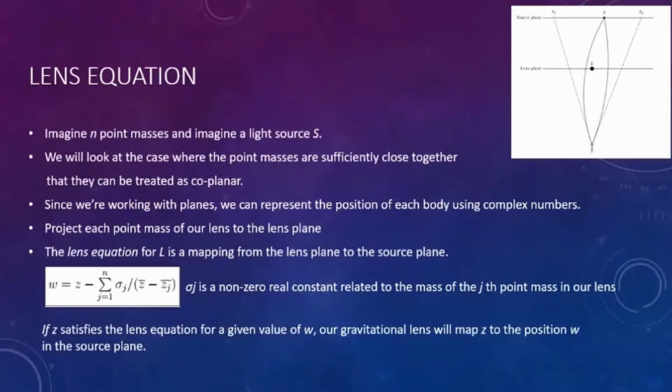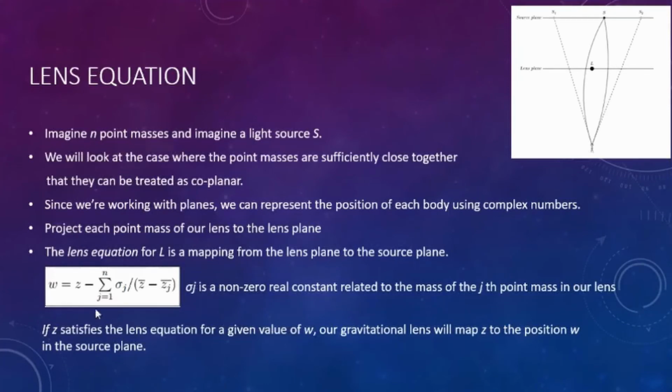The equation is w equals z minus the summation from j equals 1 to n of sigma_j divided by (z bar minus z_j bar). Here sigma_j is basically a weight related to the mass of the jth point. If there are n masses in between the observer and the source of light, and you take the jth point, the amount of light bending by matter with a higher mass is more than by matter with a lower mass. So we apply this weight and we get this beautiful equation.